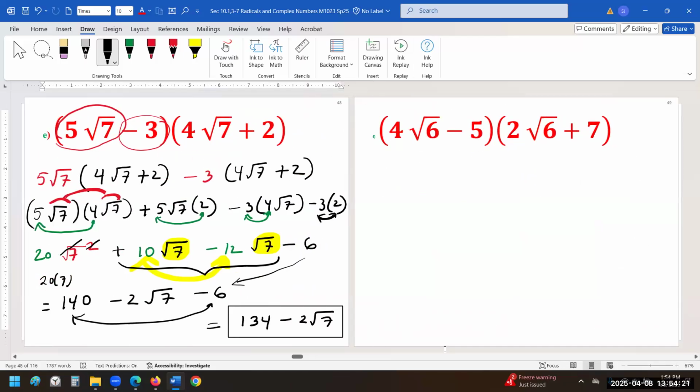The next one is same. I'm too lazy. Can you just give me the answer? What's the answer?